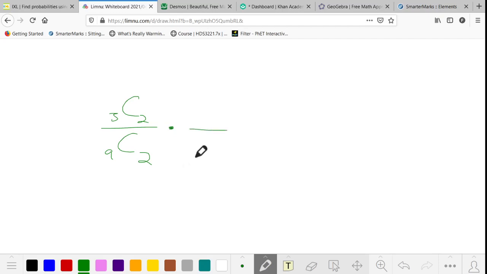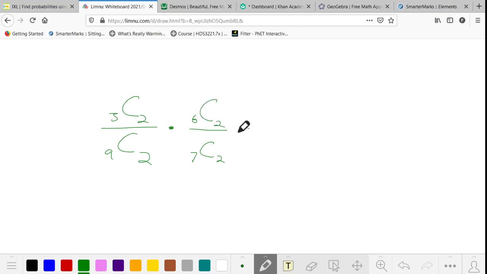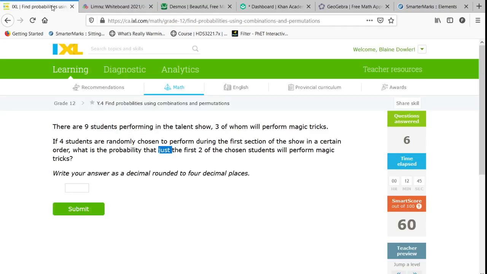And when we choose our next 2 acts, we'll have 7 acts to choose from. And these 2 will be from the 6 that are not performing magic tricks. So we need to set this up to not make the mistake I made before. So that's 3 choose 2 over 9 choose 2, which is 1/12, times 6 choose 2 over 7 choose 2. So when we multiply all this out, we get 0.0595.